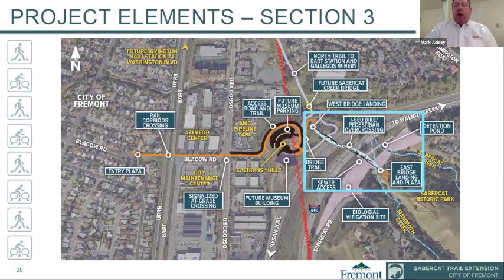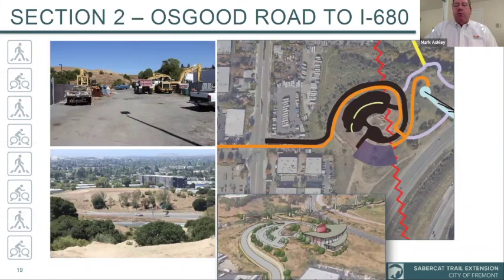This red squiggly line you see through the middle of the site is the Hayward Fault, and so it's a really important consideration for our design. We don't want to put any structures on top of the fault, and we want to stay as far away from it as we can to minimize the impact on the design of the structures.